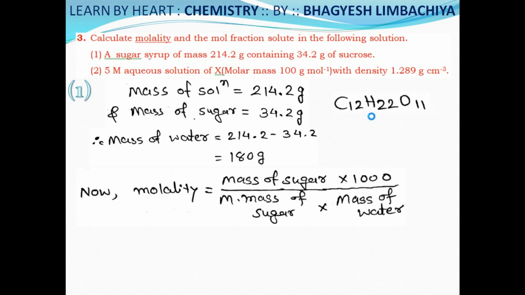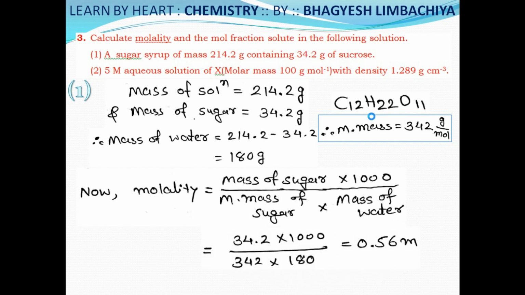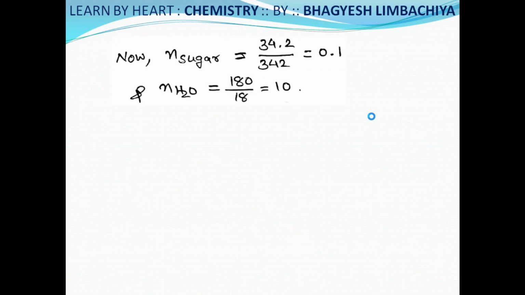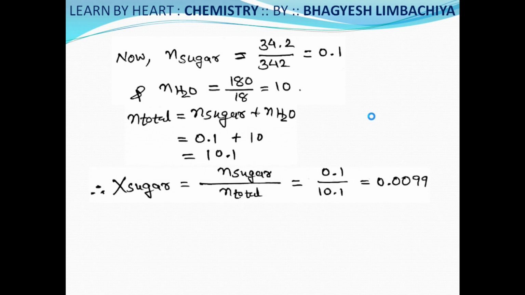Here sugar syrup contains the sugar, that is sucrose. It has a formula C12H22O11 and its molecular mass is 342 gram per mole. So by putting the values here we can calculate the molality. So this one is our first answer. Second is the mole fraction of solute. So for that the number of moles of sugar will be 34.2 divided by 342, and the number of moles of H2O is 180 by 18, that is 10. So the N total will be 10.1 and the mole fraction of sugar is 0.0099.